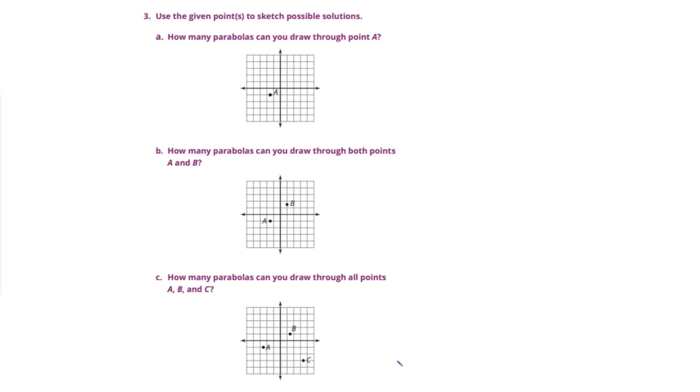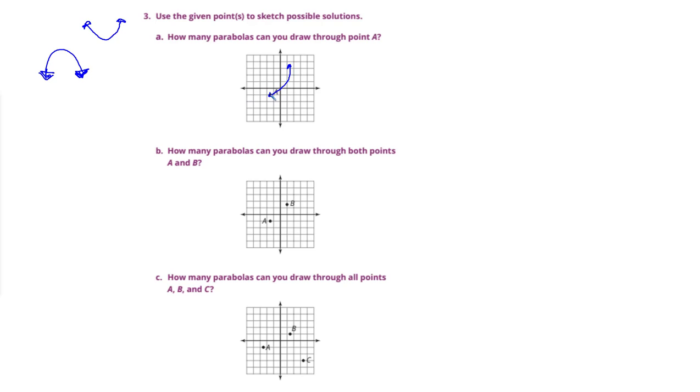So let's think about it through parabolas. Remember, a parabola is the graph of a quadratic. It looks like something like this or like this. We are not going to be working with sideways parabolas just yet. We're just looking at up and down. So we're looking at the functions today. I want you to think of how many parabolas you can draw through point A.